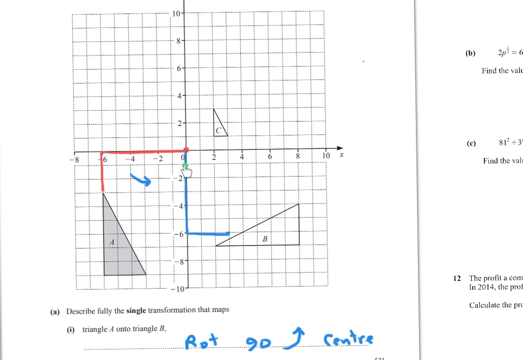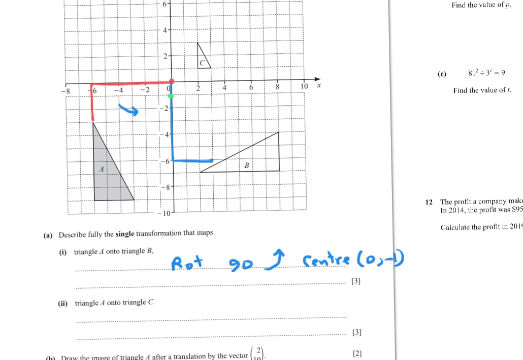So this is the center of rotation. So 0 and negative 1. So the center of rotation is 0, negative 1. And you can use tracing paper to find the center of rotation. Or you can use the triangle method. We explained that before.